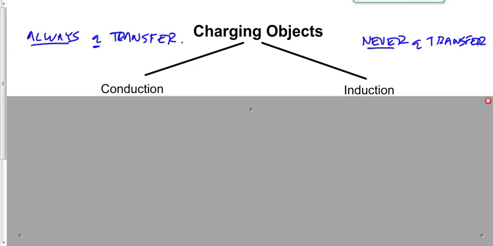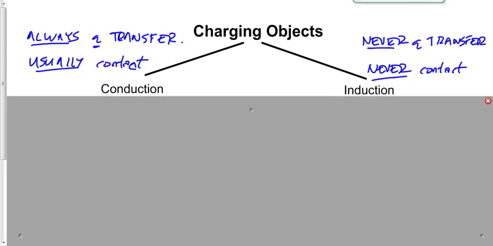What's the other one, Connor? Good. When you've got conduction, it doesn't always involve touching each other or contact, but it usually involves contact. Versus induction, which never involves contact. So if two things touch each other, you know that it's going to be conduction. If two things don't touch each other, then it could be conduction or it could be induction. It depends upon whether charge is being transferred or not.